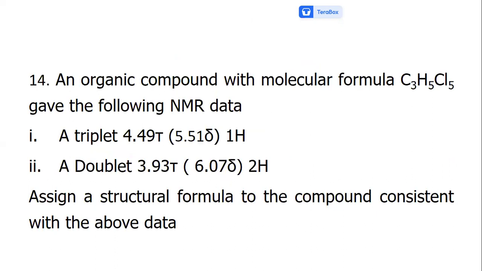An organic compound with the molecular formula C3H5Cl3 gave the following NMR data: a triplet at 4.49 tau, 5.51 delta, 1 H; a doublet at 3.93 tau, 6.05 delta, 2 H. Assign a structural formula to the compound consistent with the above data.